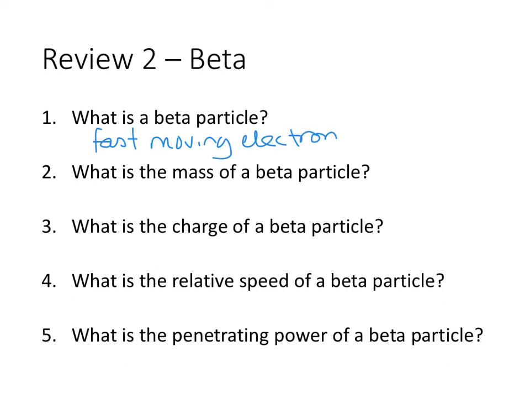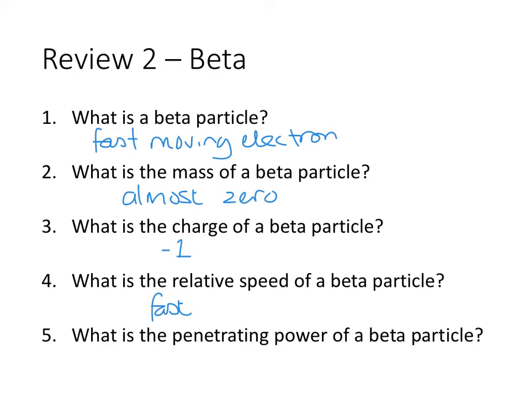What is the mass of a beta particle? So we can say almost 0. What's the charge of a beta particle? Well, it's a fast-moving electron, so it's an electron, so it has a charge of -1. What's the relative speed of a beta particle? It's fast. It's not the fastest, but it's very fast.